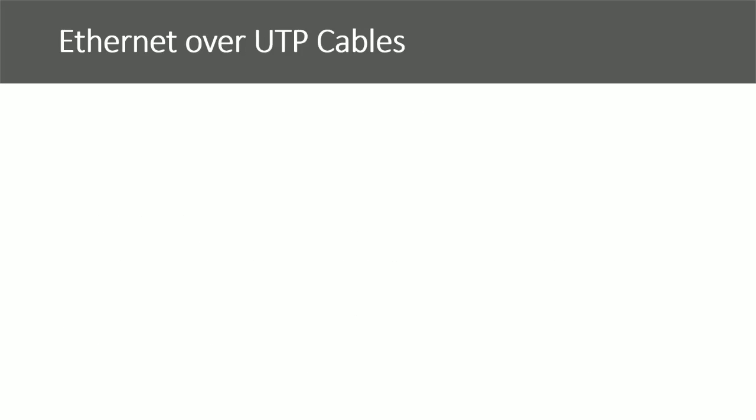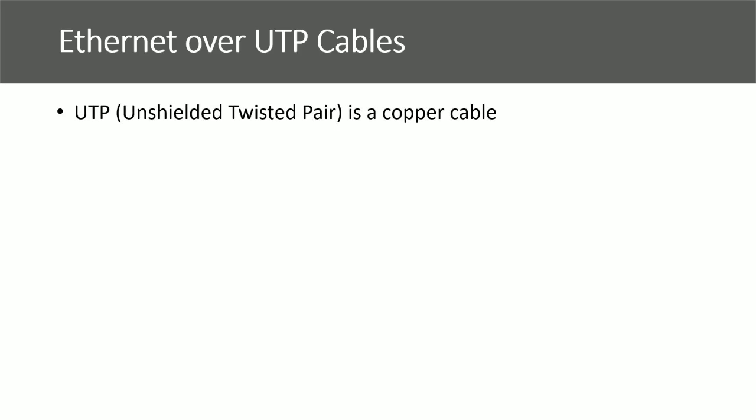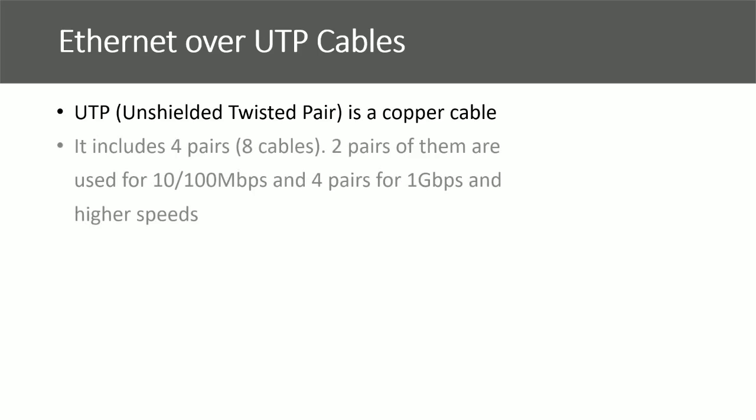Now let's start talking about Ethernet over UTP cables. UTP cable, which is unshielded twisted pair, is a copper cable. It includes 4 pairs, which is 8 cables. Each pair is 2 cables.